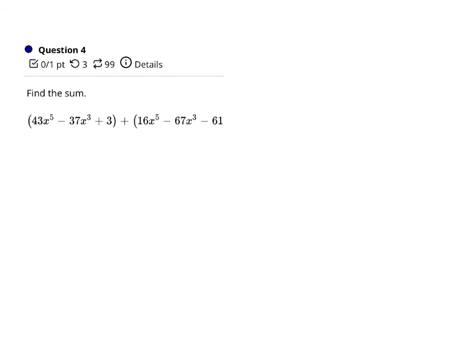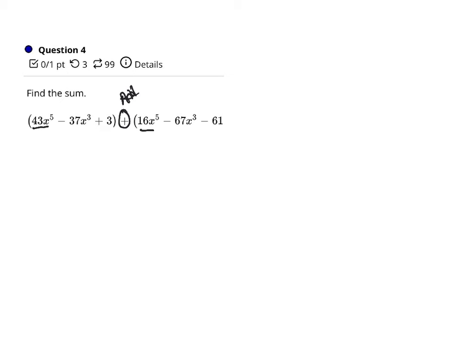We are adding polynomials. Remember, you add like terms, so they have to have the same variable with the same exponent. It doesn't matter what the coefficient is. It's the variable and the exponent. So when we look right here, this 43x to the 5th and this 16x to the 5th, those are like terms.